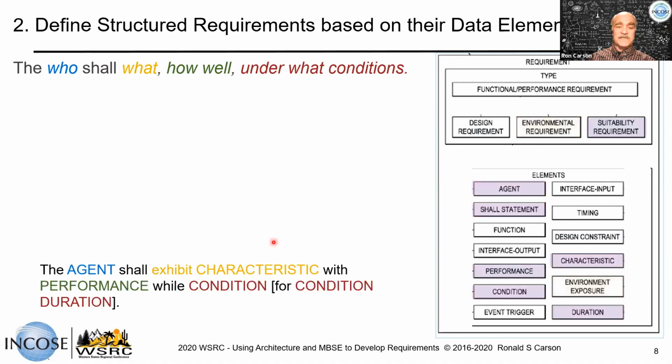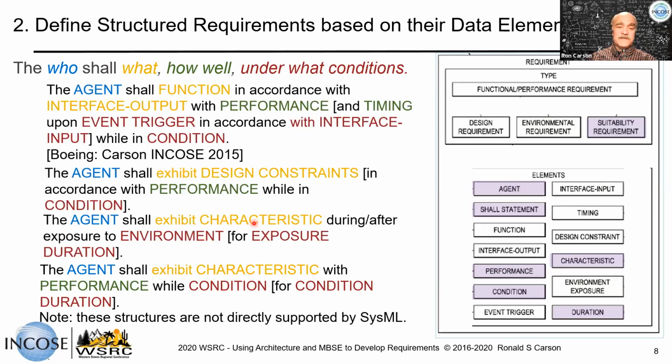And finally, the suitability type, these are the purple items on the right, which identify the characteristic, such as availability or reliability, a mandatory performance attribute, a mandatory condition statement, and an optional condition duration. So these are from our 2015 INCOSE paper and associated patent, and these are the ones that we used at Boeing to help us develop this idea of structured requirements and measuring requirements quality and so forth.